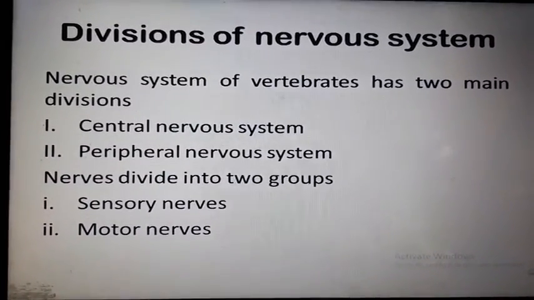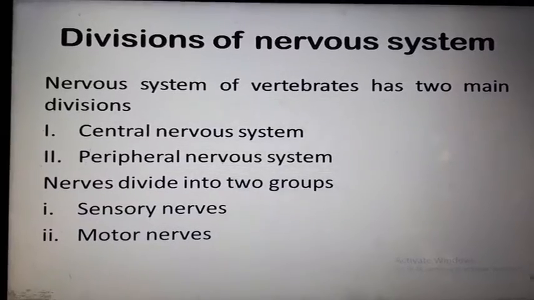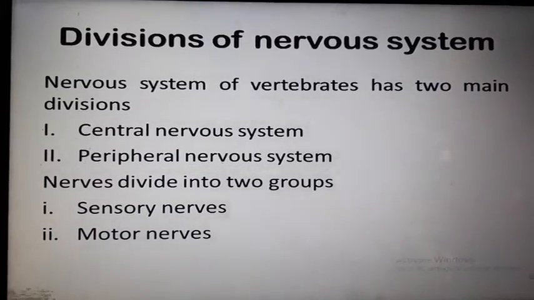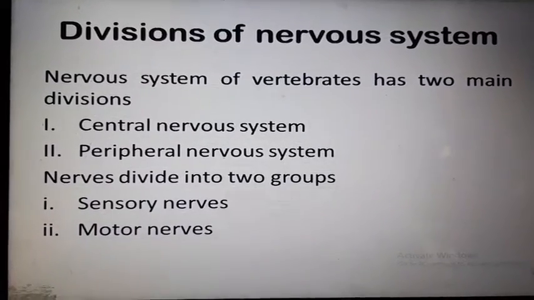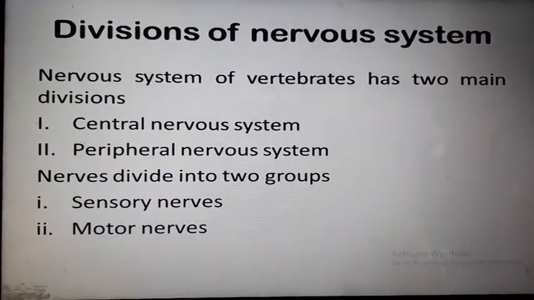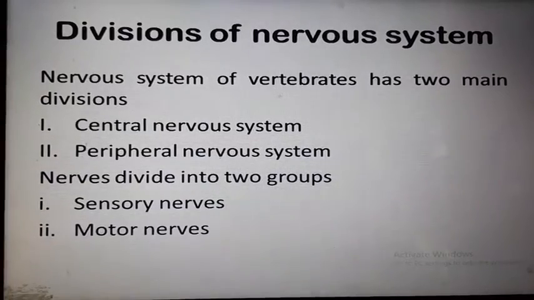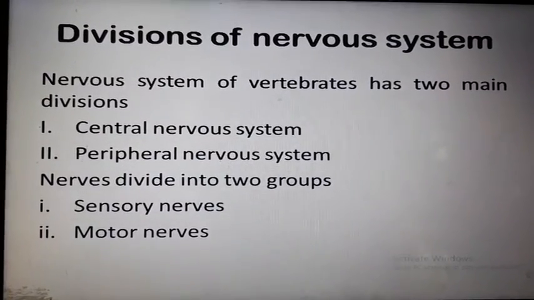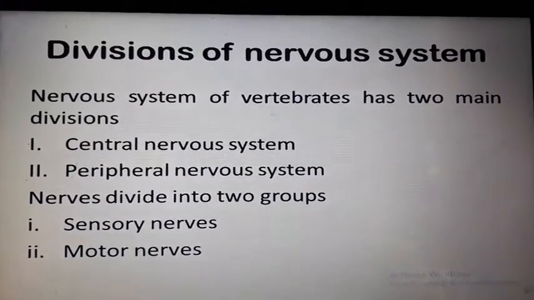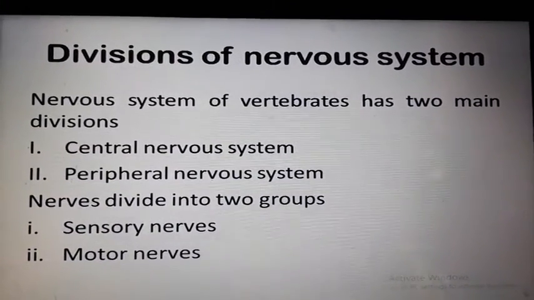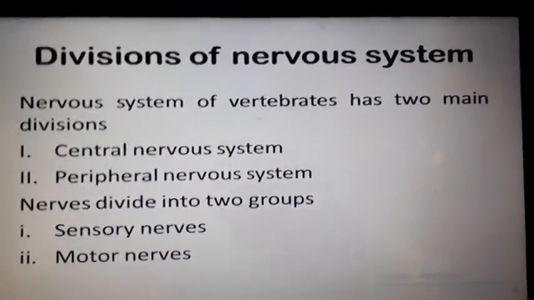Sensory nerves transmit information to the central nervous system and are also called afferent nerves, and motor nerves carry commands away from the central nervous system. Motor nerves are also called efferent nerves, and they are divided into two further categories of motor neurons: the voluntary or involuntary nervous system.